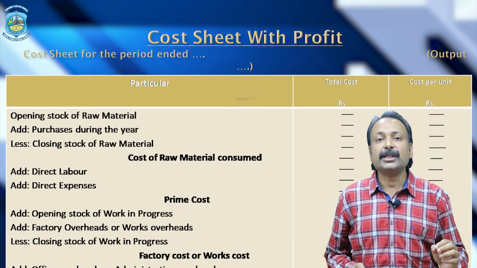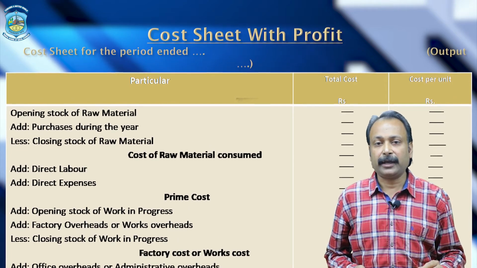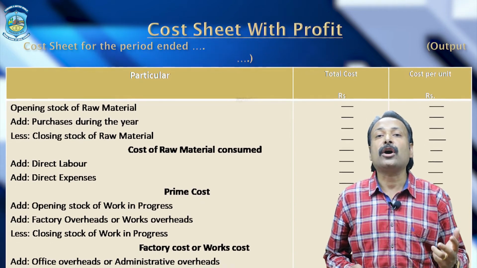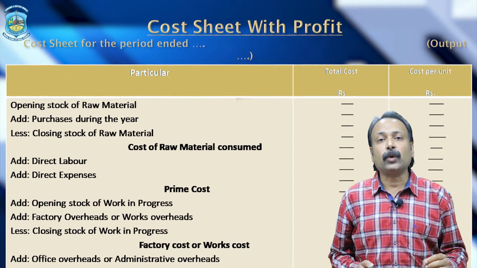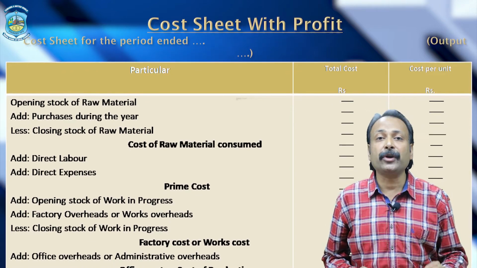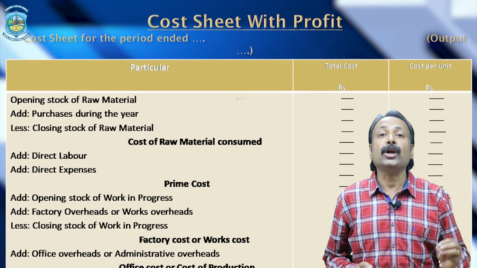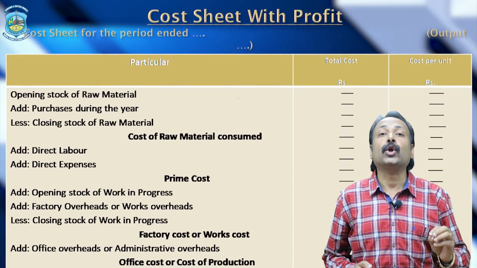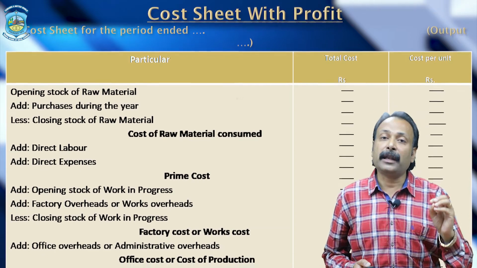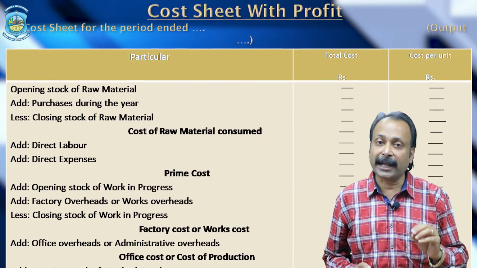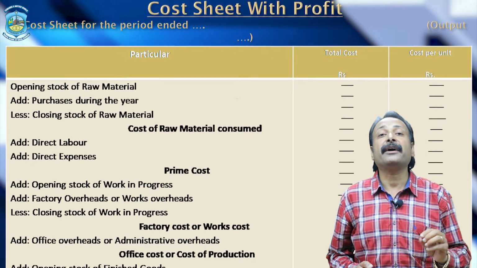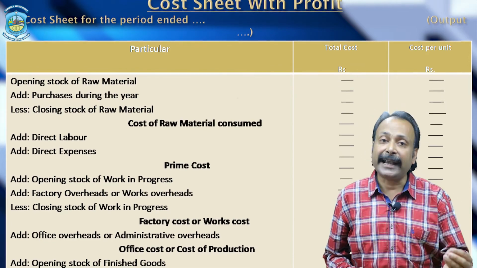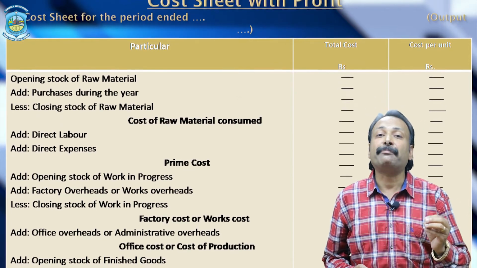Next format is for cost sheet with profit. Again, we have three main columns: particulars, one column for total cost, another column for cost per unit. Some of the time we have to calculate the raw material consumed. How are we going to calculate raw material consumed? By adding opening stock of raw material to purchases of raw material and by deducting the closing stock of raw material. The remaining amount is the raw material consumed. To this raw material consumed, we are going to add direct labor or direct wages, then we are going to add direct expenses to know the amount of prime cost.